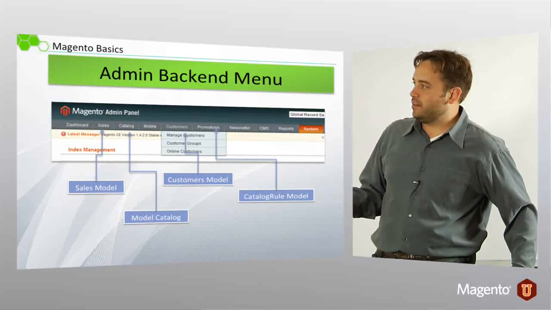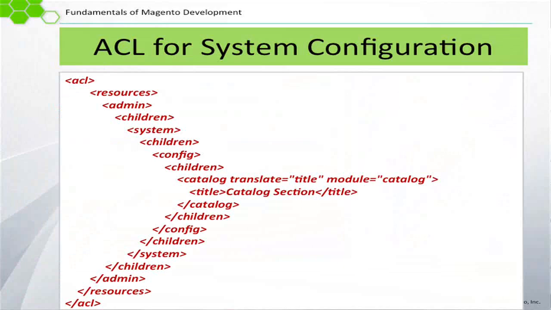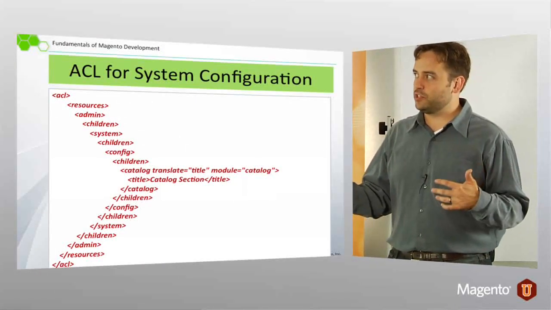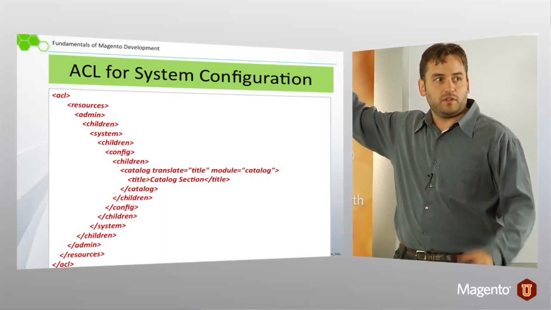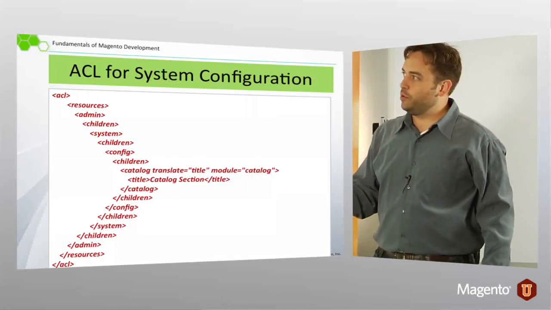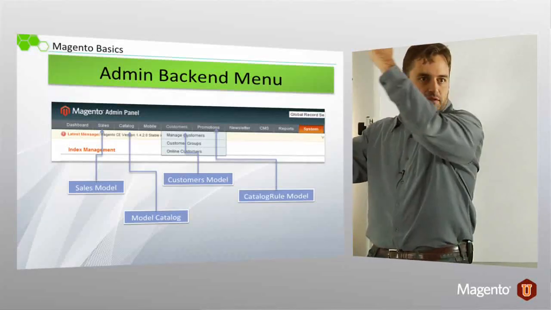These should probably say module. ACL for system configuration. So here is, again, let's see. Now this is for the system configuration. So we have the same pattern that we had before. Config, ACL, resources, admin, children, system. So that's that system, top level. Looks like we have catalog. So inside this children node, we would probably have system, reports, CMS, newsletter, all of those as sibling nodes.